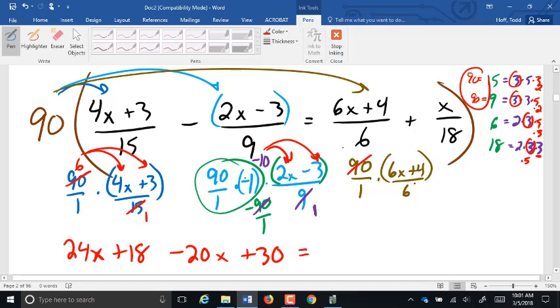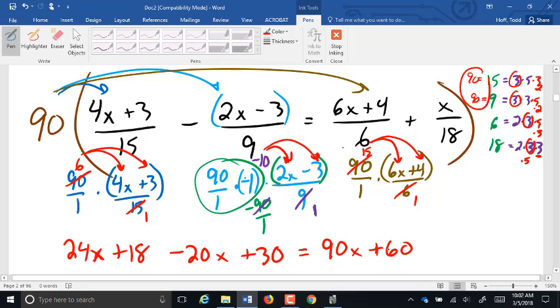90 and 6 both divide by 6. 6 divided by 6 is 1. 90 divided by 6 is 15. 15 times 6x is 90x. 15 times 4 is 60.